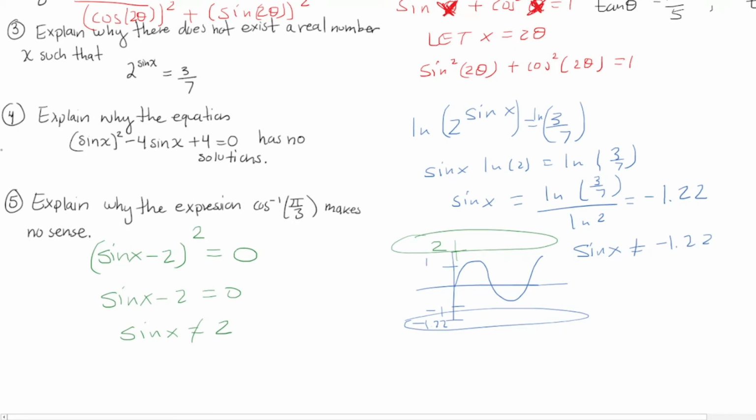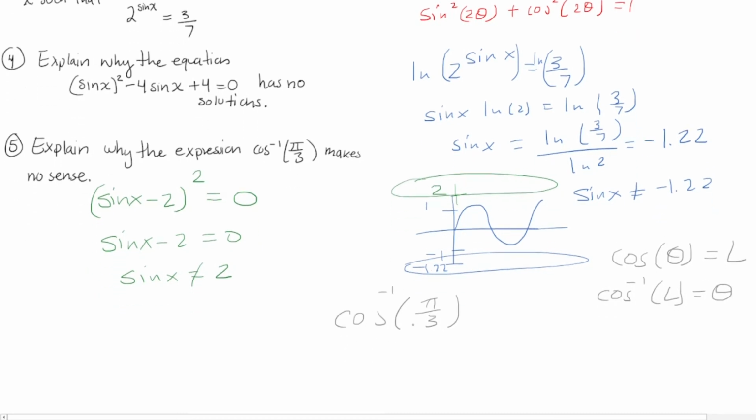For 5, explain why the expression inverse cosine of pi over 3 makes no sense. Well, for inverse functions, we take in a length and spit out an angle. So for this one, we know that in general cosine of an angle is equal to a length. So when we do an inverse cosine, we reverse it. We take in a length, spit out an angle. So what this says is the length is pi over 3.